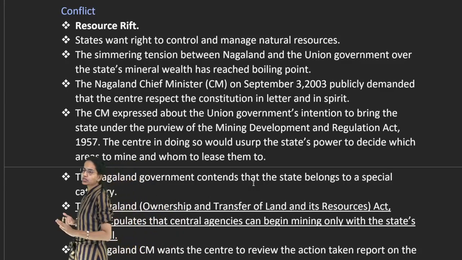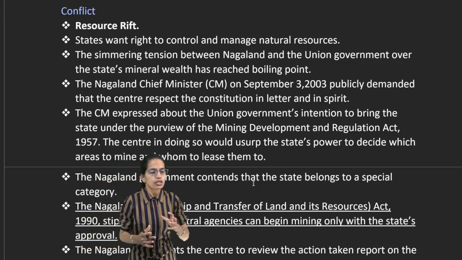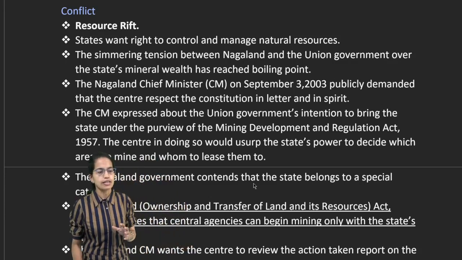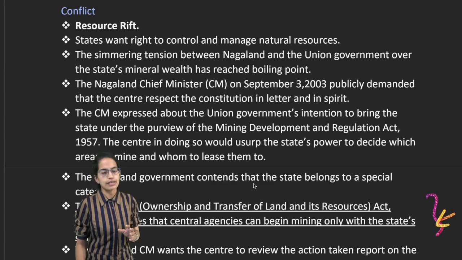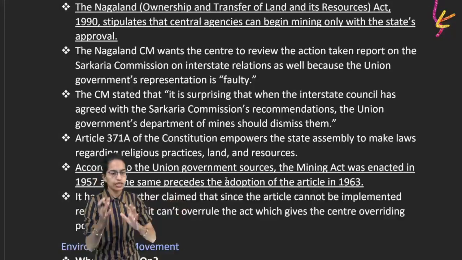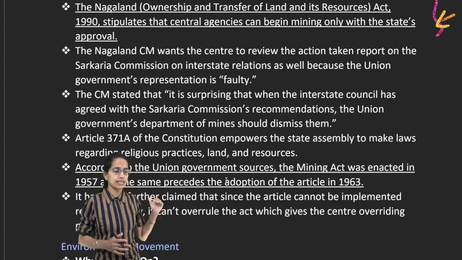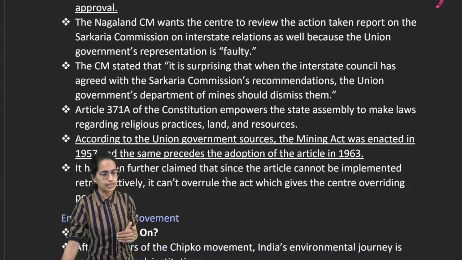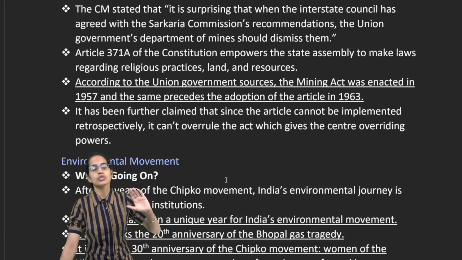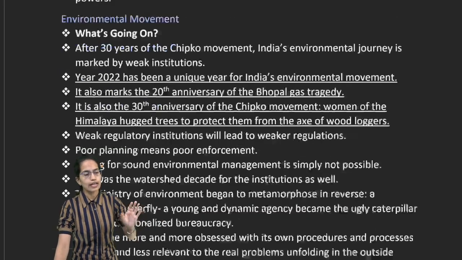The next is resolution of conflict. Now, there has always been a constant tussle between natural resource management and human beings. So, the Nagaland Land and Resources Act talks about mining only with the state's approval. Now, this has come up with various versions, but finally, it was enacted in 1957 and adopted in 1963, and under the union government sources, the constitution has the power to make laws regarding the practices for land and resources.